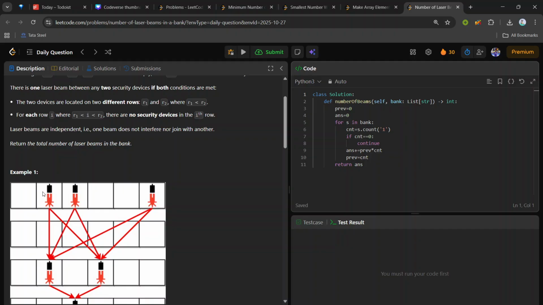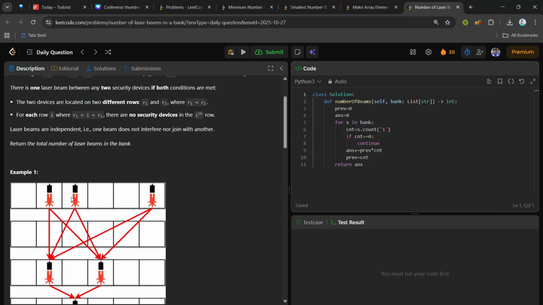So laser beams are between, like from this row laser beams will go to the next row. Suppose we take the zeroth row and we are taking the second, because there is no device in the first row. If there had been any device in the first row, then we would have considered that. But since the condition is met for this anti-theft device system, there is also a laser beam for this and for this, because they're in different rows and there is no anti-theft device in between. For this also, laser beams will be from this to this and this to this.